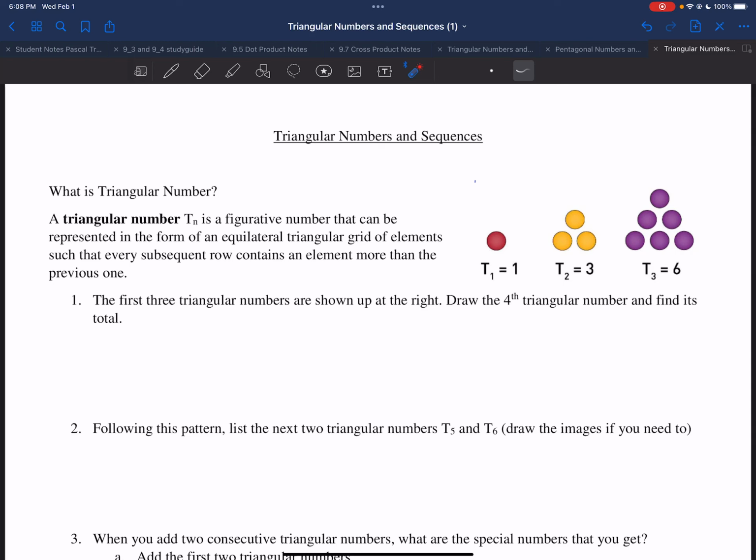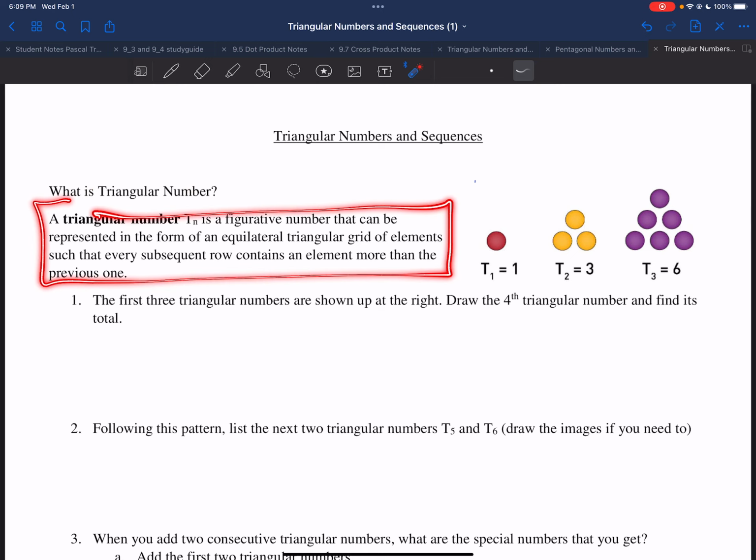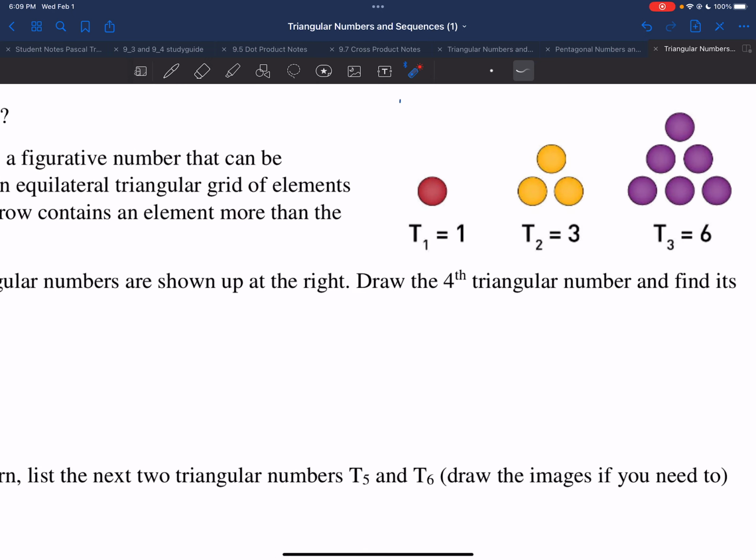In triangular numbers and sequences, we're going back to the premise of fractals in that you have a geometric representation of repeated patterns. In this case, we're talking about items that make an equilateral triangle. That's why it's called a triangular number. The definition is right here, but let's take a look at the picture.